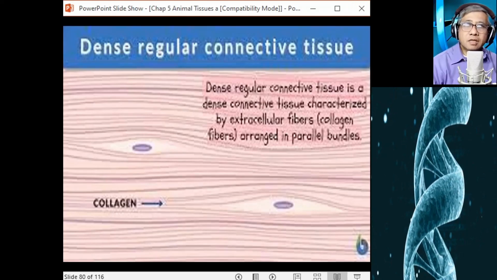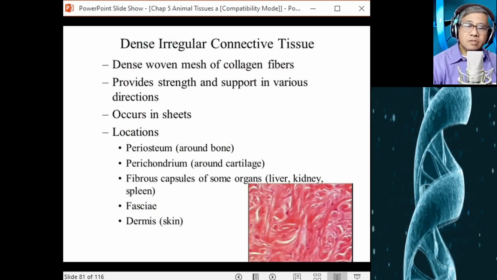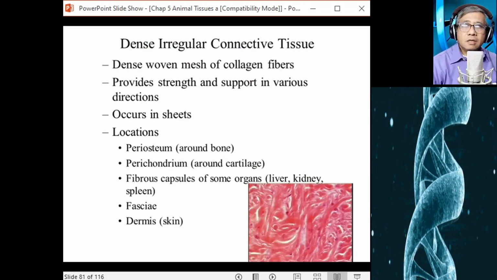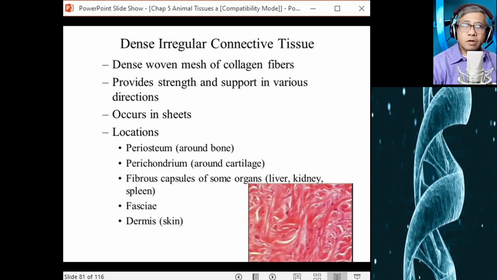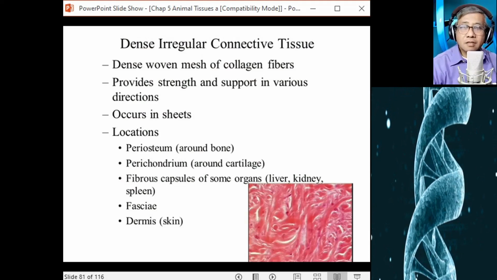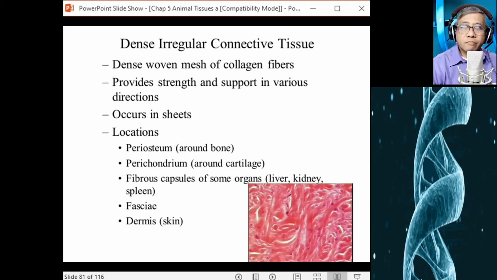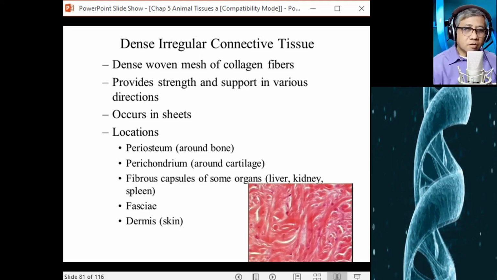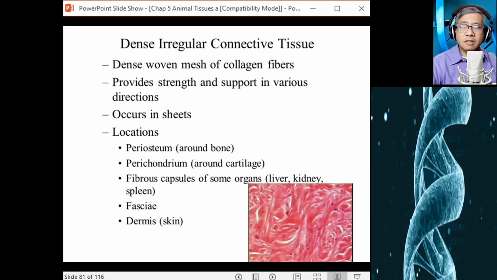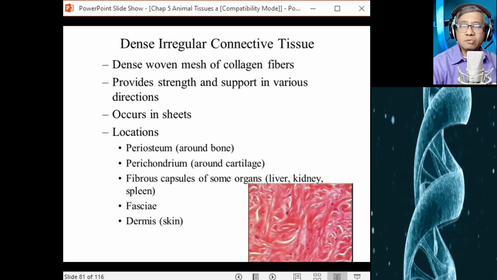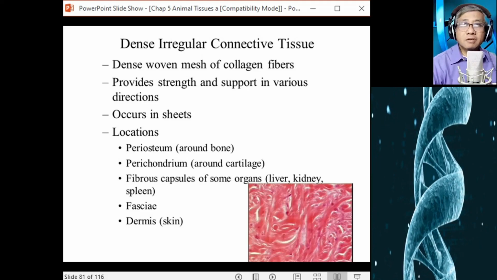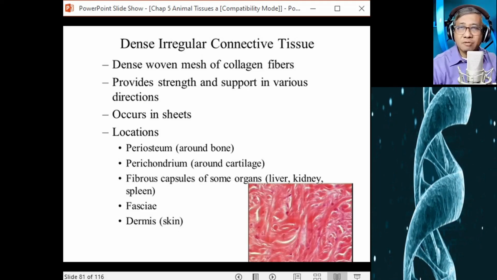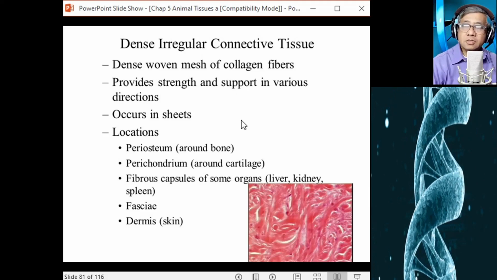Alright, so what about dense irregular? So when we speak of dense irregular connective tissue, the dense woven mesh of collagen fibers just run in different directions, providing tensile strength and support in various directions. Yung mga collagen fibers, they just run in different direction. Parang areolar, no? It's similar to areolar. Pero mas matibay ito, kaya kasi dense yung term niya. Mas matibay ito sa areolar. And they occur in sheets.